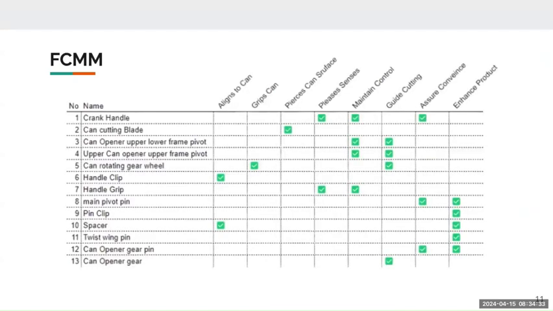Here we have our functional component mapping matrix, where we map the components of the can opener to the components found on the FAST diagram.